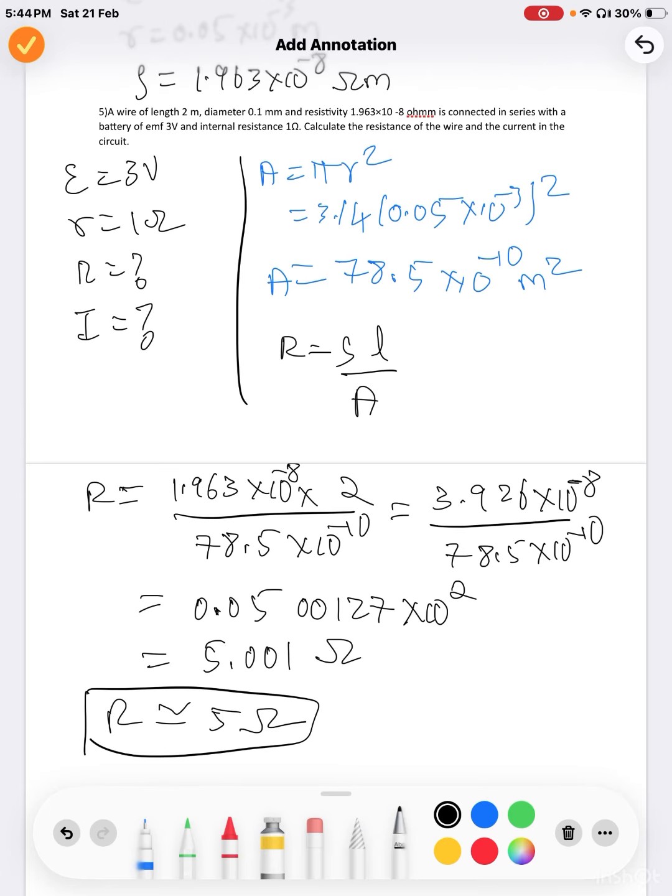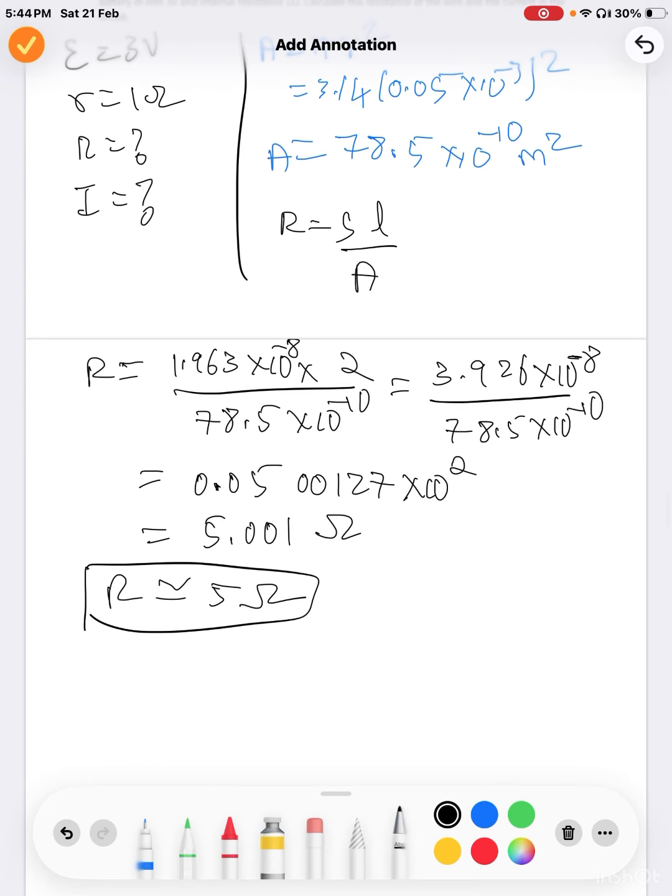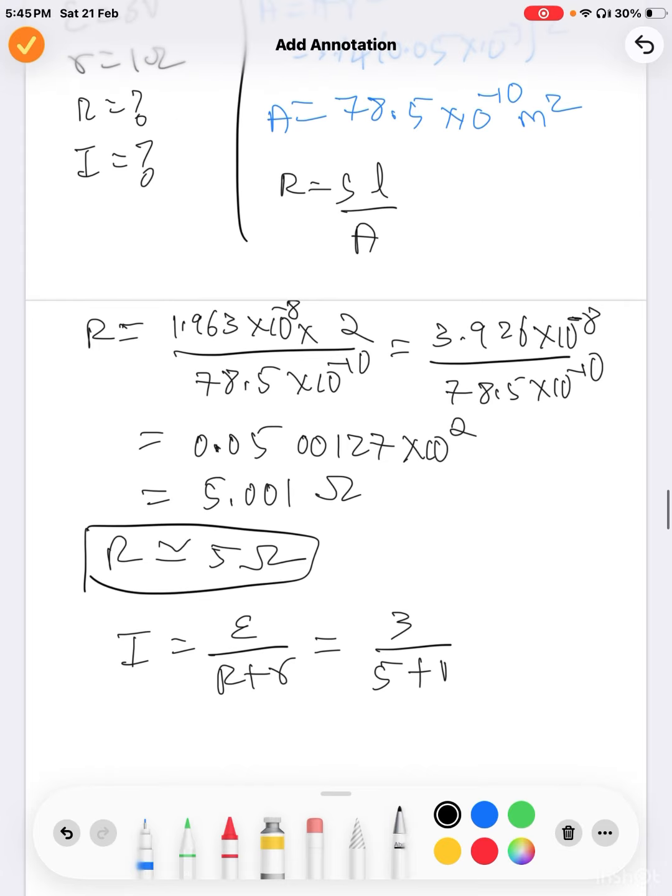Once I got R equal to 5 ohm, can I find the current now? What is the current equal to, as per the question? EMF by R plus internal resistance. EMF is, they gave in the question, 3 volt, and the external resistance we found out is 5, and the internal resistance value they gave as 1. So from this we can write 3 by 6, which is nothing but 0.5. So 0.5 ampere is the current in the circuit.